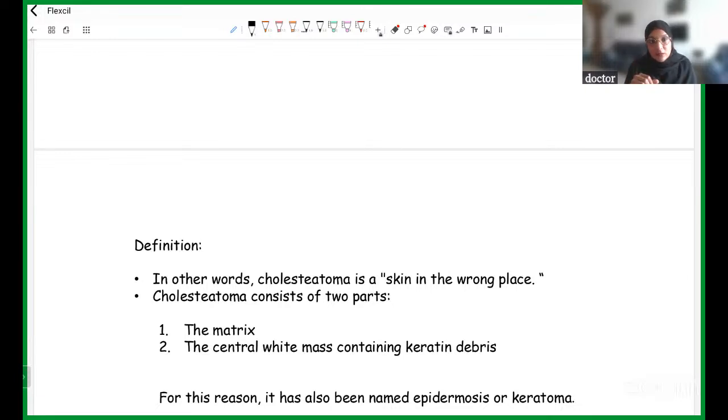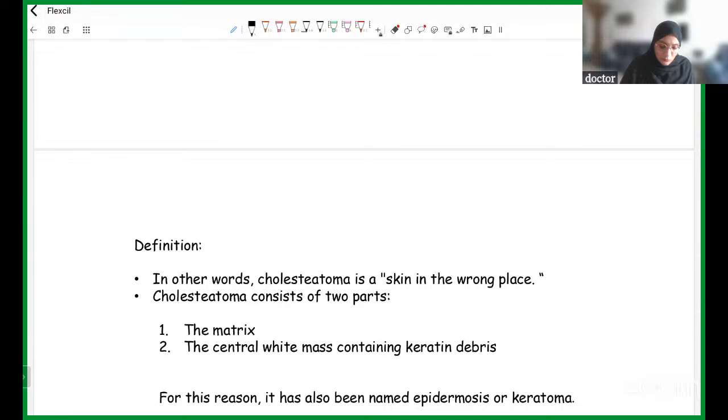A patient will present to you. He will come to the clinic with persistent ear discharge, maybe right, maybe left. He's already on oral antibiotics because he had otitis media before, and it is a recurrent condition. When you do an otoscopy, you see that there is a retraction of the superior portion of the tympanic membrane, and there is also a pearly white mass in his ear. So this is a typical presentation of cholesteatoma.